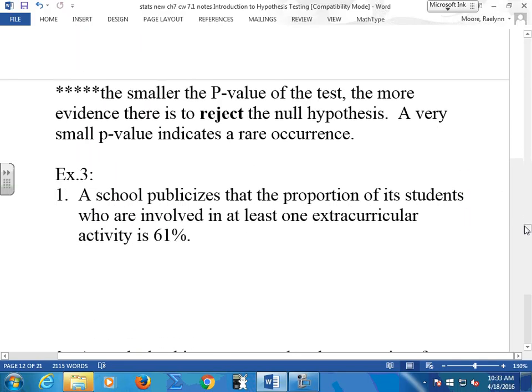This is important, and again, you won't see it until we do this. The smaller the p-value of the test, the more evidence there is to reject the null hypothesis. So if we set a limit at 0.05 or 0.10 or 0.01, and your value under your curve comes out to be less than that, we're going to have to reject your null. We only test the null hypothesis. We always test your null.